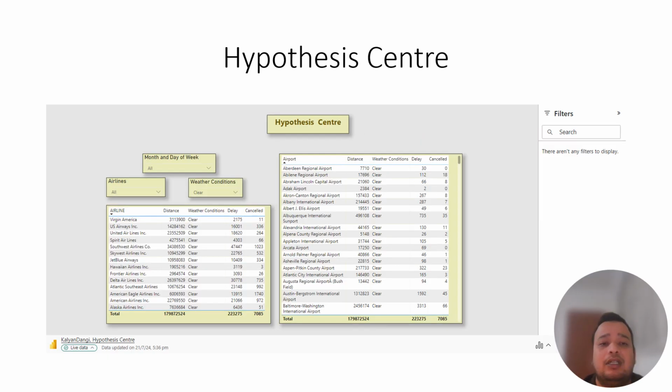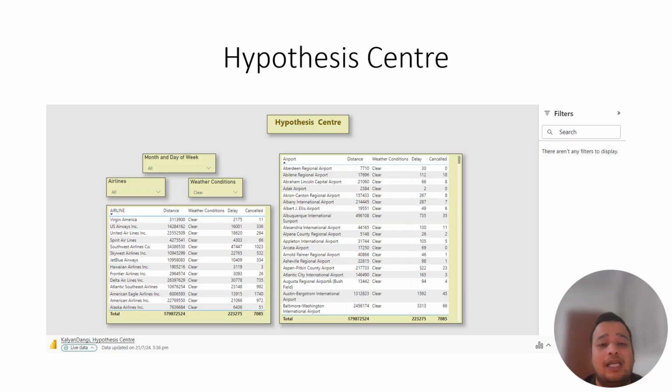In the hypothesis center, we explore the relationship between the delays and cancellations in relation to weather conditions. This page features filters for the airlines, weather condition, and month day, allowing for a detailed examination of how various weather conditions affect flight delays and cancellations. By analyzing the data with these filters, we can assess how different airlines and weather conditions contribute to delays and cancellations. This approach helps in identifying patterns and trends that may be influenced by the weather, providing valuable insights into how weather impacts the flight operations.